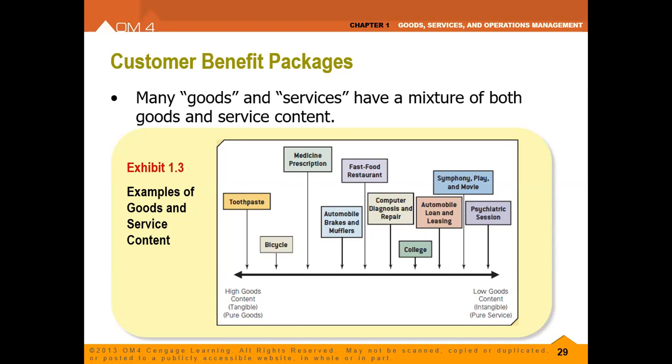Do we get any service buying toothpaste? Probably not. So for medicine prescription, we get medicine, but sometimes we can ask the pharmacist questions if we want. So we do get a little bit of service. So this is just some mixtures of the physical content, tangible and intangible.